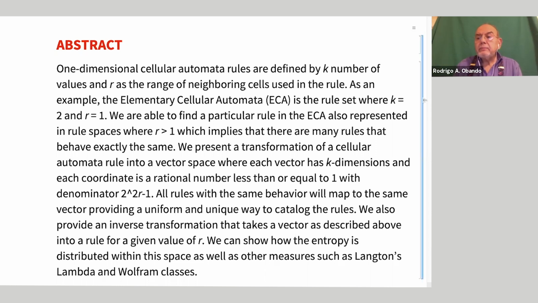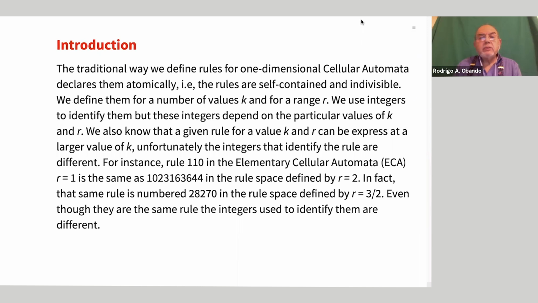So in the introduction, traditionally, we may define the rules for one-dimensional cellular automata, and for the other ones as well, but we define them or declare them atomically. That means that they are self-contained and indivisible. We don't divide them. Now, we define them for a number of values k and for a range r. We use integers to identify them, but these integers depend on a particular value of k and r. So we also know that a given rule for a value k and r can be expressed at a larger value of k. Unfortunately, the integers that identify the rule are different.